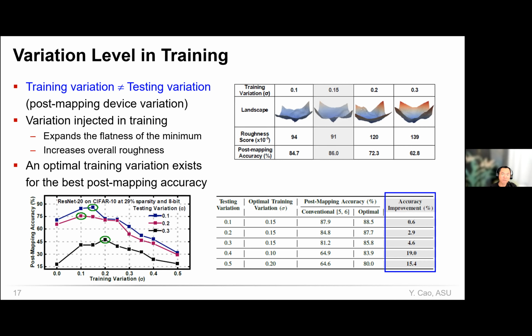If we scan the level of variation, we can see that there's some natural property of the algorithm itself that gives you a best point. This value is usually smaller than the physical variation you can see from the device. This is related to the algorithm property, not to the device itself. As you can see here, if you do such an experiment and pick the best variation in the training procedure, you can improve the accuracy by up to 19%, depending on the specific algorithm and task.